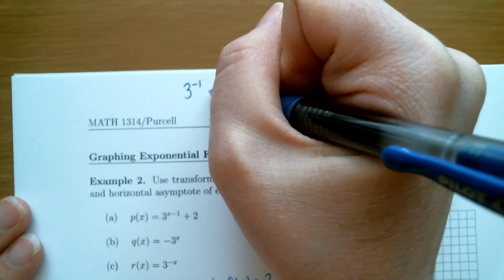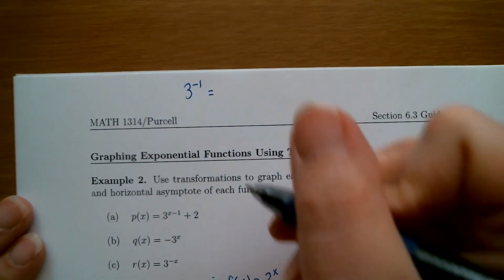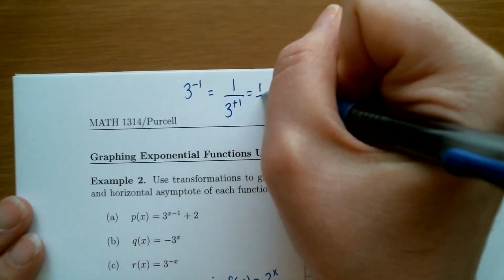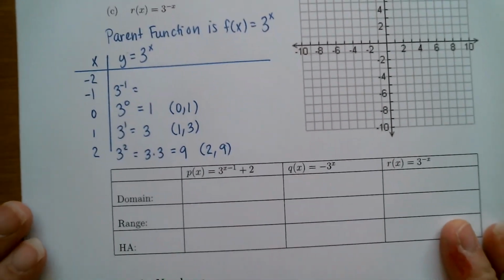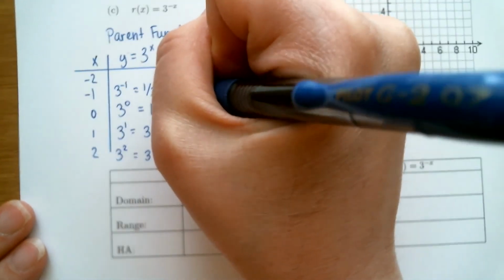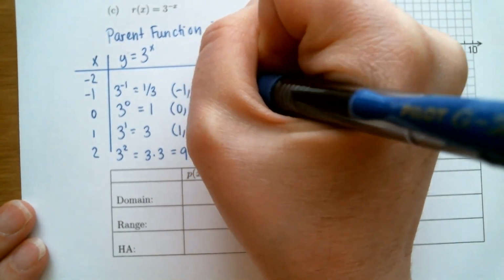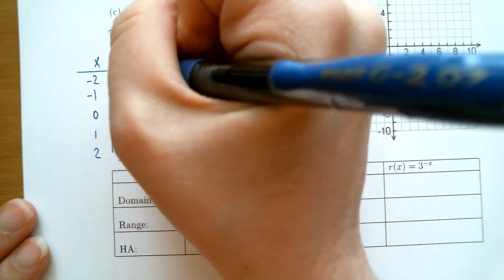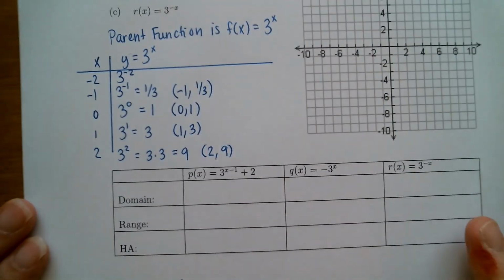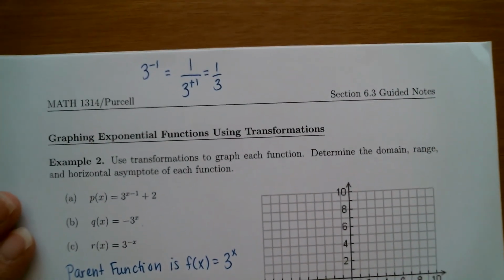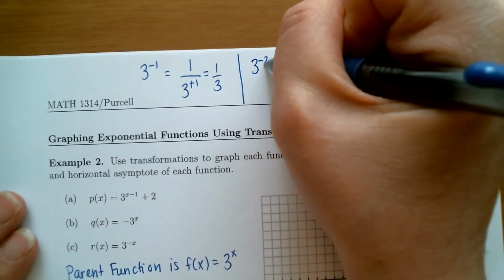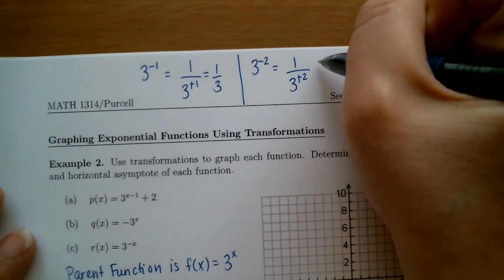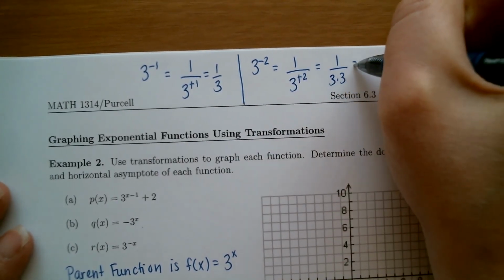3 to the negative 1 means if you want to eliminate that negative exponent, you do 1 over it and then change the sign of the exponent. So this is going to be 1/3. So our parent function will go through (-1, 1/3). And then lastly, we'll plug in -2 for x. So we'll get 3 to the -2. We'll come up to the top and make sense of 3 to the -2. That's going to be 1 over 3 to the 2, changing the sign of the exponent. This is going to be 1 over 3 times 3, so you get 1/9.